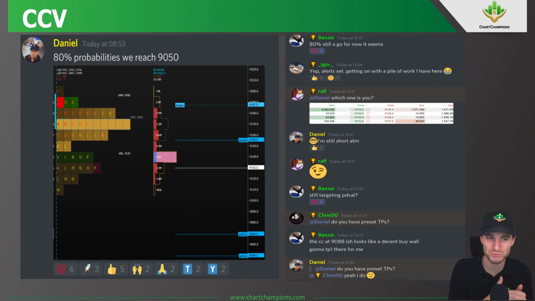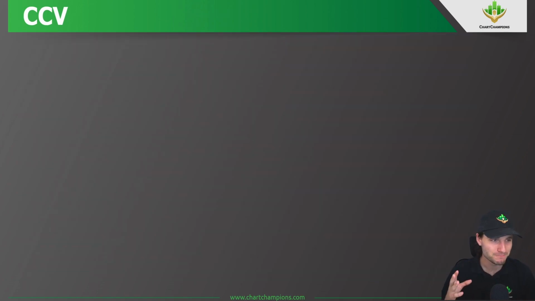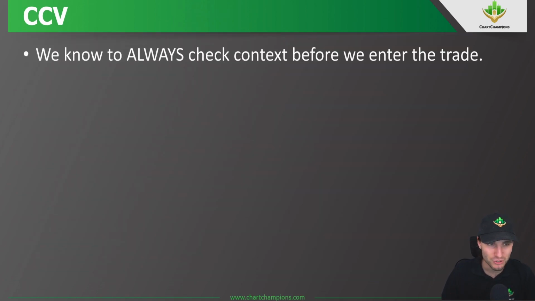So my original short entry was $9,218, and this short was taken from a harmonic originally. But then when I have the context of this trade setup as well as my harmonic, well, that's giving me even more power, like power level over 9,000, sort of like a really good trade setup. I'm seeing my CCV, and then I'm seeing my harmonic work, and it's all coming together to give me the feeling that this trade is not going to fail. So we always know to check the context, to check other confluences before we enter the trade.